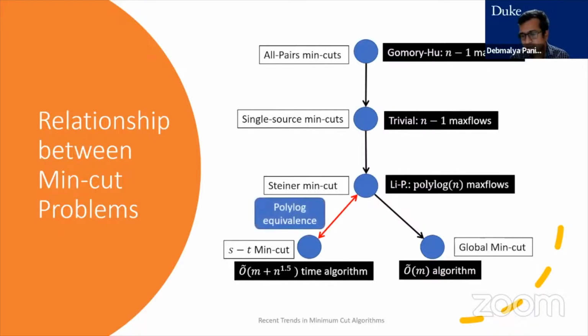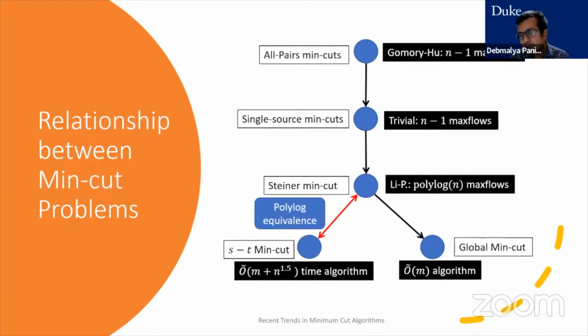Okay, so this was the state of the art. And by our isolating cuts lemma, we showed an equivalence between the Steiner min-cut and the ST min-cut problem. Remember, the isolating cuts lemma was used to solve Steiner min-cut by running a bunch of ST min-cuts, polylog ST min-cut calls, or polylog max flow calls. So there's a polylog equivalence between these two problems. Up to polylog factors, they have the same running time. The rest of the picture was exactly as I've drawn it here.